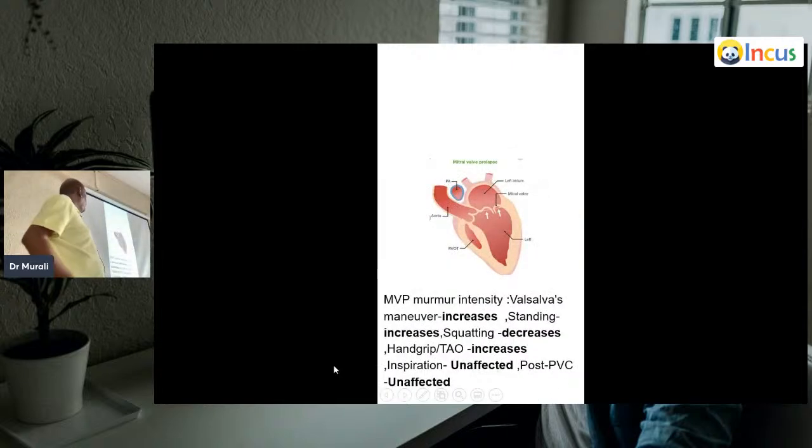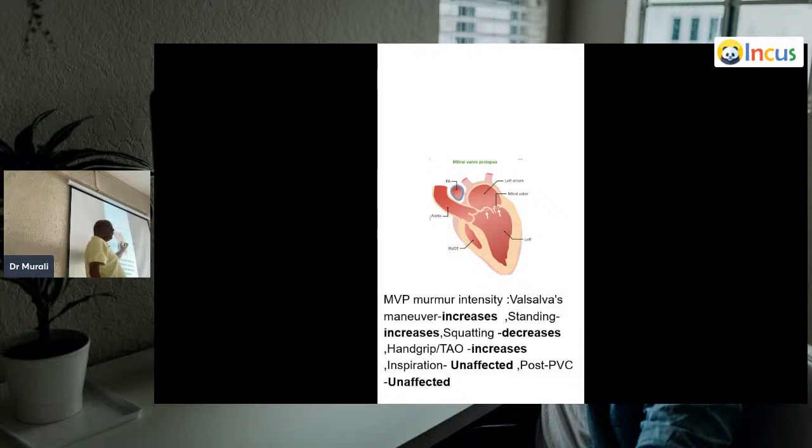All right. Then comes a very important point: mitral valve prolapse. Right now, what is the effect of Valsalva? First of all, Valsalva, what will it do to the preload? Decreases preload. Chamber size? Decreases the chamber size. When the chamber size is decreased, will the crowding of the chamber be more or less?